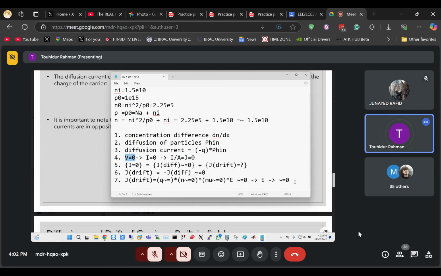How do we get that electric field? That's another question. We apply voltage externally, but this electric field is not generated because the voltage is 0. So this electric field is not generated externally. That means this electric field is already inside. That's why we call it the built-in electric field.